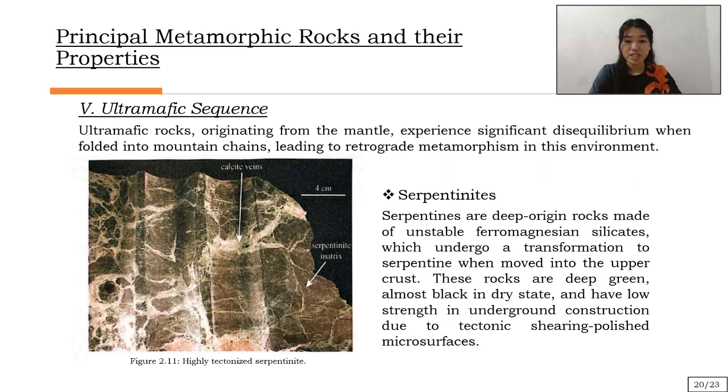So serpentinites are deep origin rocks made of unstable ferromagnesian silicates, which undergo a transformation to serpentine when moved into the upper crust. These rocks are deep green, almost black in dry state, and have low strength in underground construction due to tectonic shearing and polished microsurface. We have an example here in Figure 2.11, a highly tectonized serpentinite.